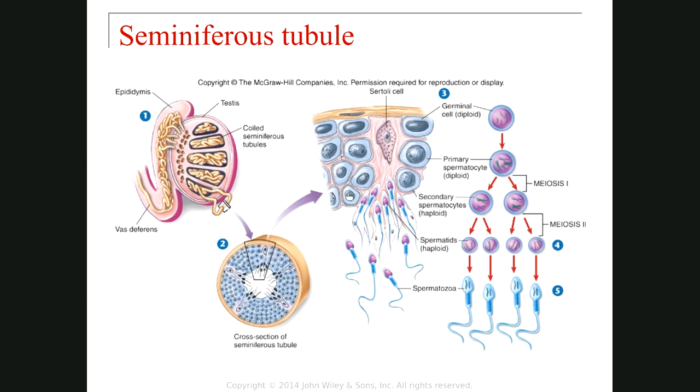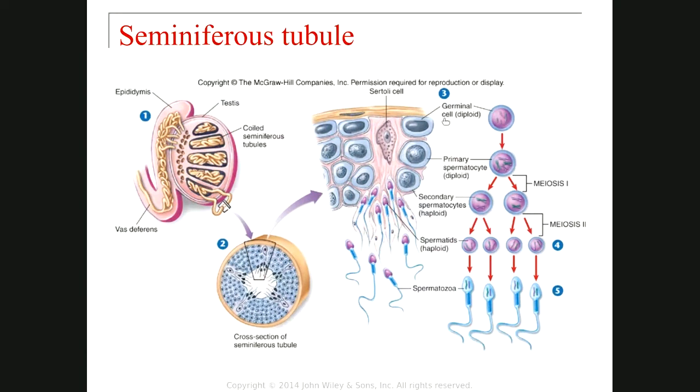The spermatogenic cells are located in different rows as you see here. They are like a stratified epithelium, but each layer of the cells has a specific characteristic and a specific type of cell. The cell which is located on the basement membrane is called germinal cell. The germinal cell is called a spermatogonia.